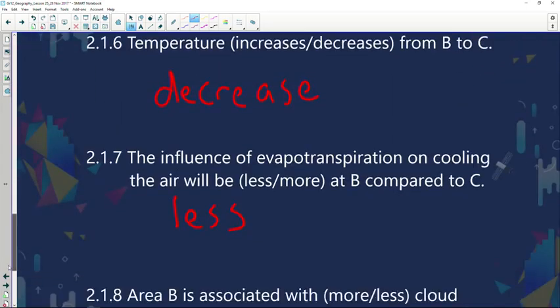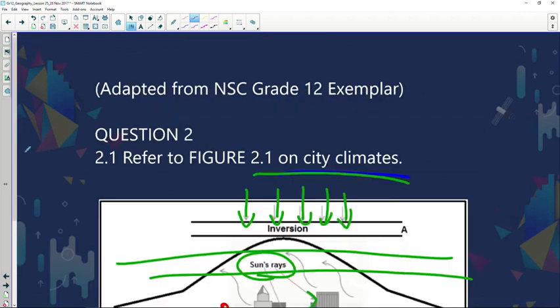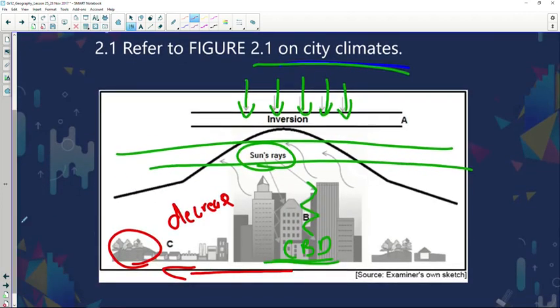So the correct answer will be less. 2.1.8, area B is associated with more or less cloud cover in comparison to area C. Now let's go back to area B. They reckon that area B is going to have more or less cloud cover. There's going to be more cloud cover at area B, and I'm going to draw a little cloud on here.